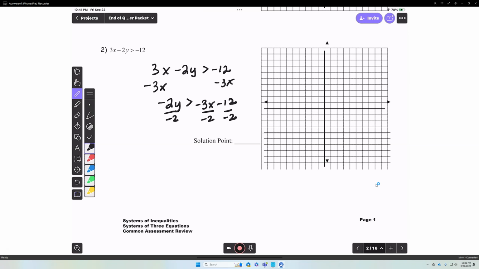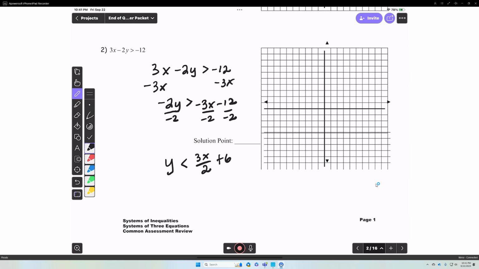And -2 divided by -2 is 1. So you're left with y. Now since we divided by a negative, the inequality is going to change. So it's less than. A negative divided by a negative is positive, so it's 3x over 2. And we have a -12 divided by -2, which is going to be positive 6. So where do students make mistakes? It's on the inequality sign. And if you notice, it goes from greater than to less than.